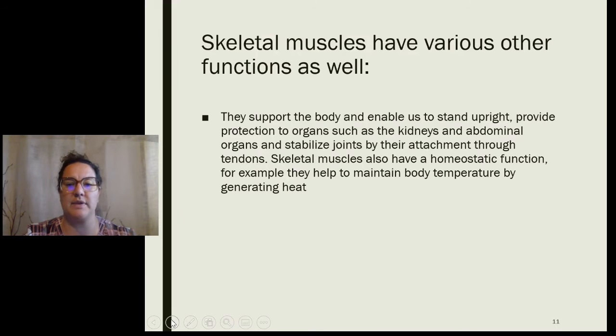They support the body and enable us to stand upright, and provide protection to our organs, such as our kidneys and our abdominal organs. They stabilize our joints by attaching through tendons, and they also provide a homeostatic function to help maintain body temperature by generating heat.